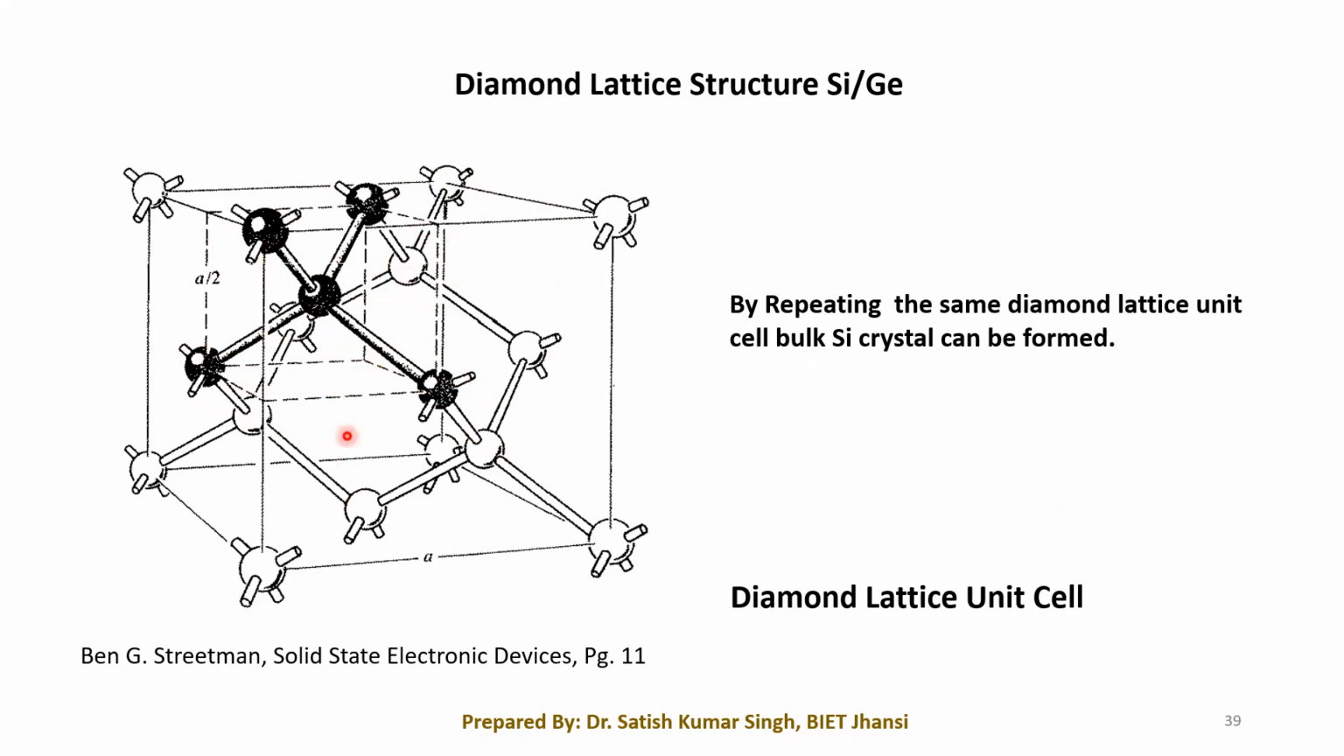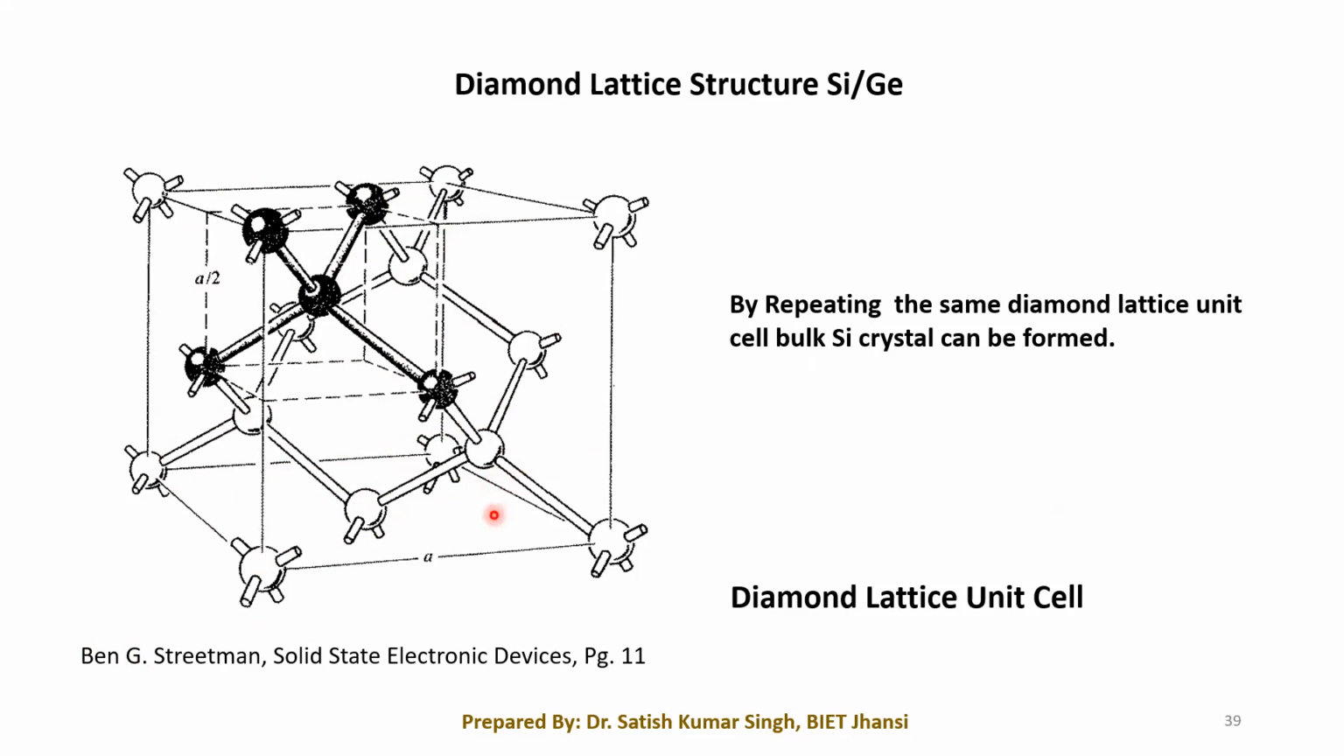This is our basic diamond lattice unit cell, and what we have to do is, if we want to form a bulk silicon crystal, then this particular diamond lattice cell will be repeated. If we repeat this diamond lattice cell, then due to large repetition we can form a bulk silicon crystal. Fine, so this picture you have to remember, you will find this in different books. I have taken it from the Ben Streetman book. You will find this particular diamond lattice structure.